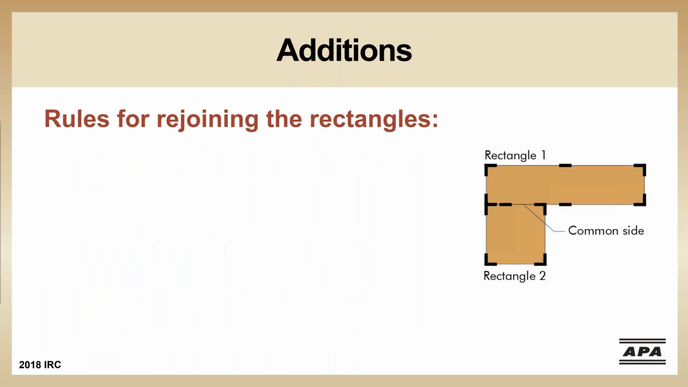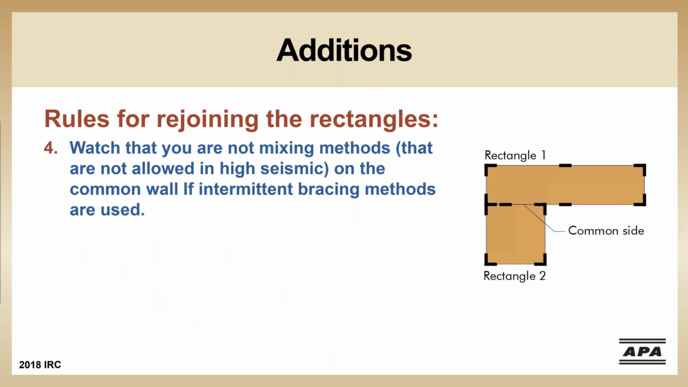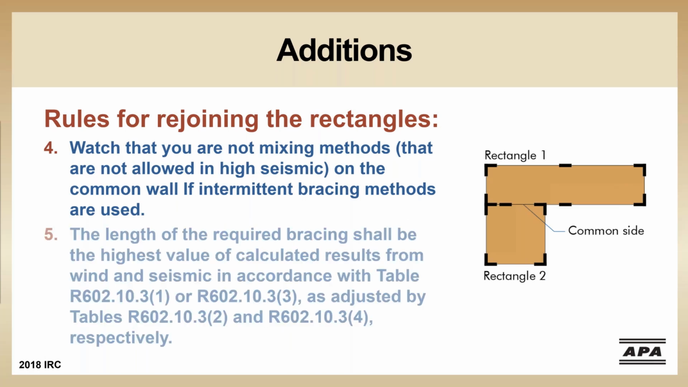As we mentioned before, watch that you're not mixing methods within a story or braced wall line. If you're using intermittent methods, the length of required bracing shall be the highest of the intermittent methods used. Also, you would need to use the highest amount of bracing required from both a wind and a seismic design analysis.